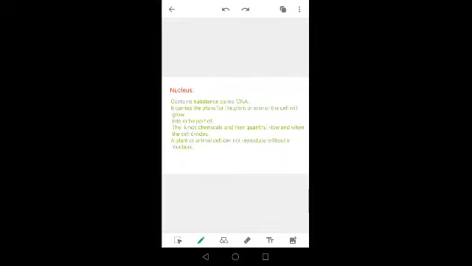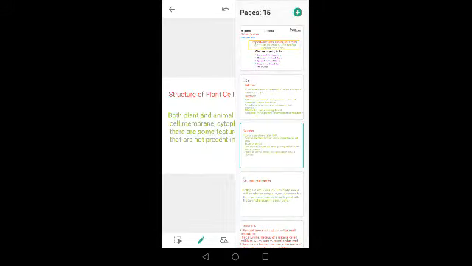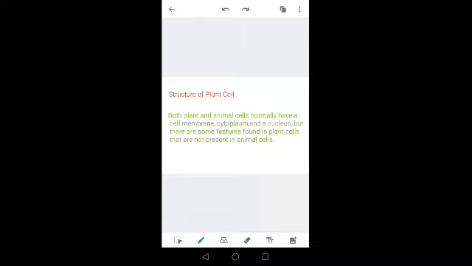Now moving towards our next slide, we're going to discuss the structure of plant cells. As students, I hope you have opened your books while you're watching the video. Now look at the page, where the structure of plant cells is given. They're mentioned over there.